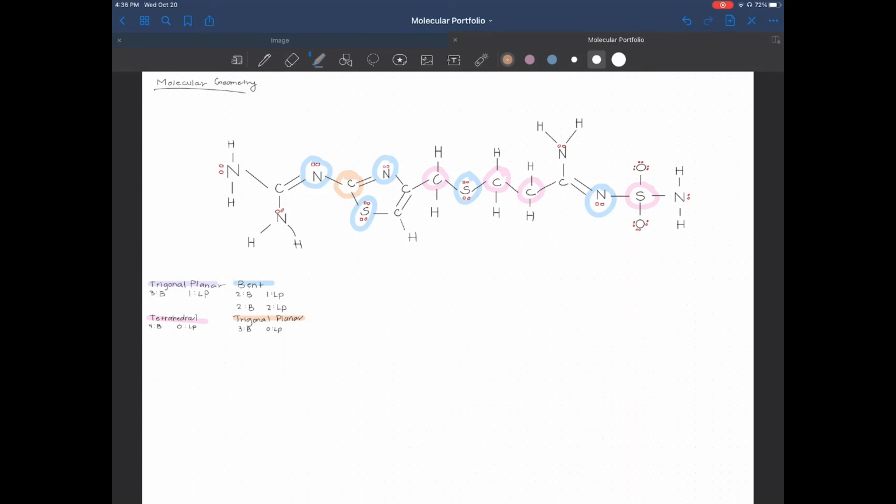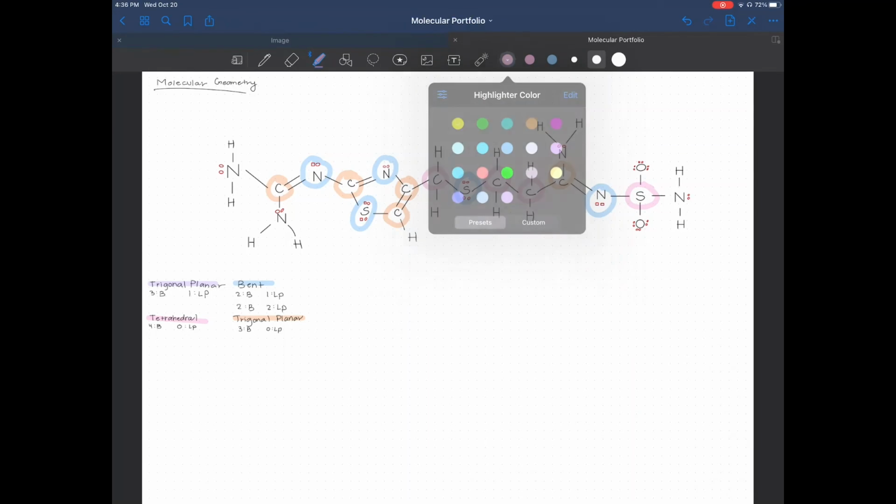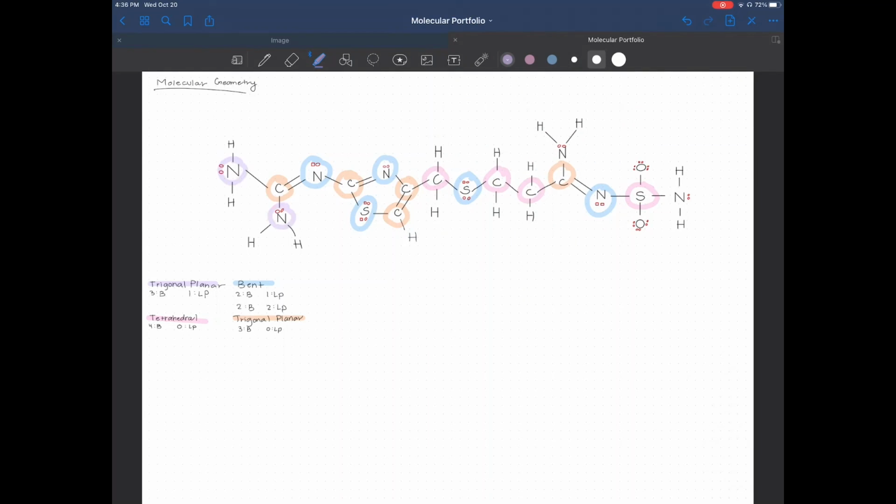Next is the orange, and it is 3 bonds and 0 lone pairs, which is trigonal planar. Next is trigonal pyramidal, and that is represented by 3 bonds and 1 lone pair, and that is the purple.